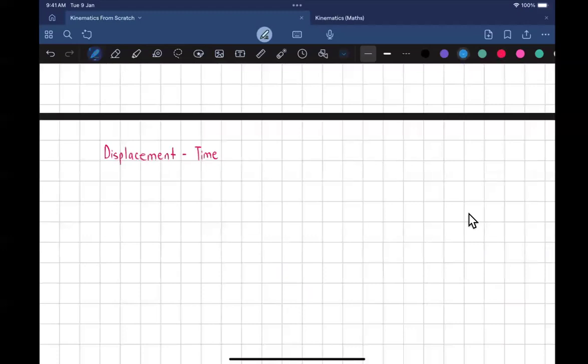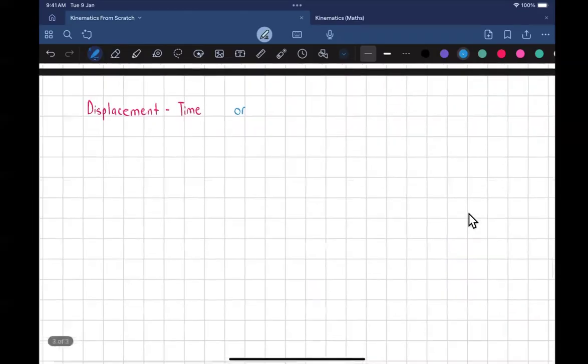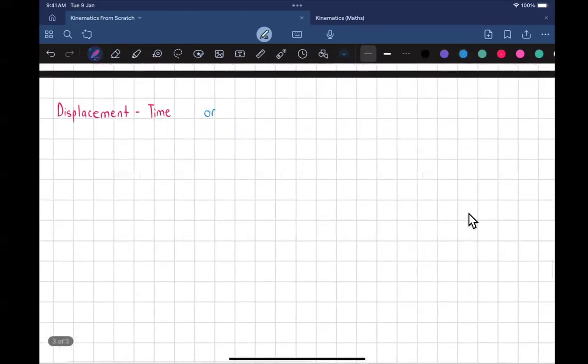S. That's the symbol for displacement. We would say S, right? But what is another word for displacement? Distance. Yeah. So another word for displacement time graph is distance time graph.